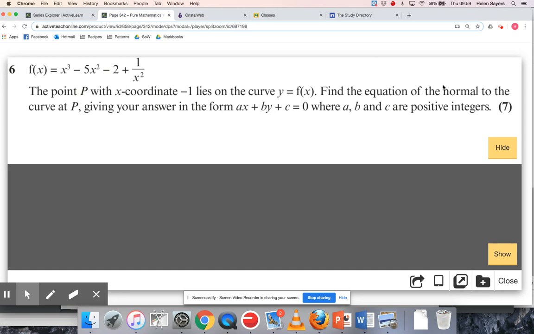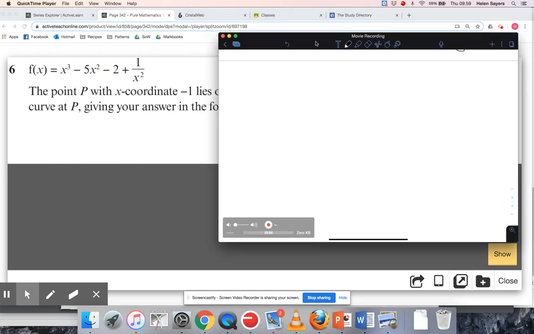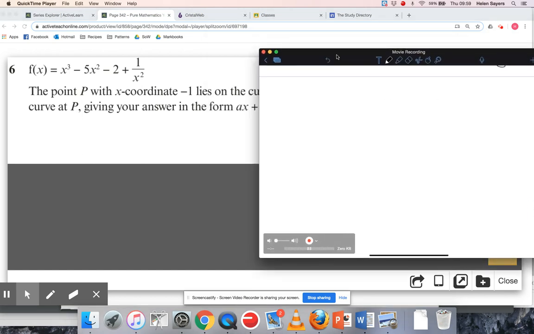So as soon as they start talking about normal, I know I'm going to need to differentiate. So let's just crack straight on with that. So f of x is x cubed minus 5x squared minus 2, and then I'm going to rewrite the 1 over x squared as x to the minus 2, so I can differentiate.